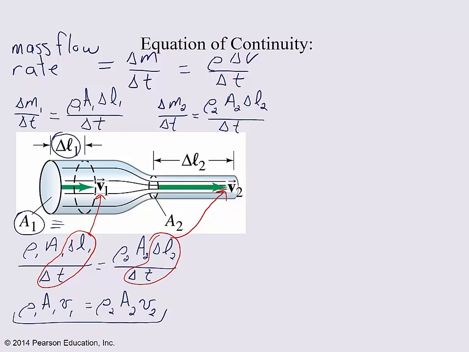Now, since most fluids don't actually compress with pressure, we often can assume that the densities are the same in the 2 different sections, or the 5 different sections, or however many we have. So this equation of continuity can be slightly varied by saying that the 2 densities are the same. So then we are really saying A1 V1 must be equal to A2 V2.